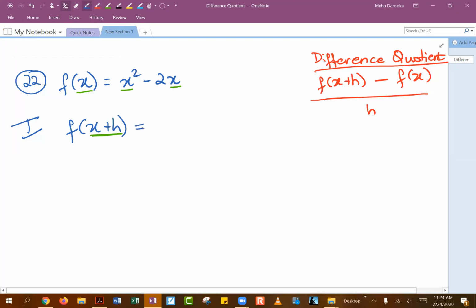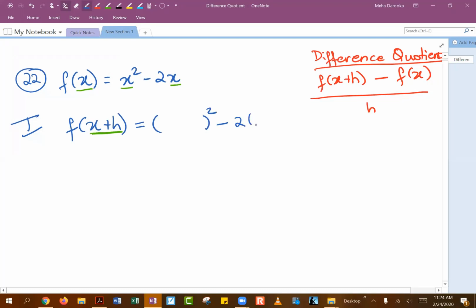So I've got x squared as my first part, minus 2 times x as my second part. I'm just leaving blank spaces to show you where you had the original x value. You're now going to replace those empty parentheses with x plus h. So we will have x plus h here, x plus h here. So what happens with that first x plus h, the whole thing to the second power? You will need to FOIL this first part.